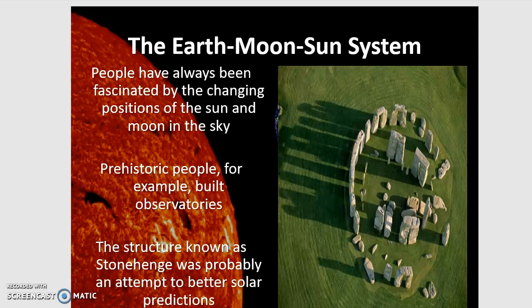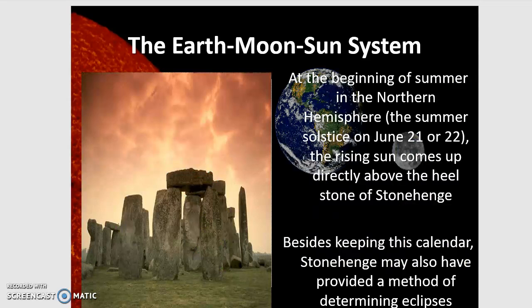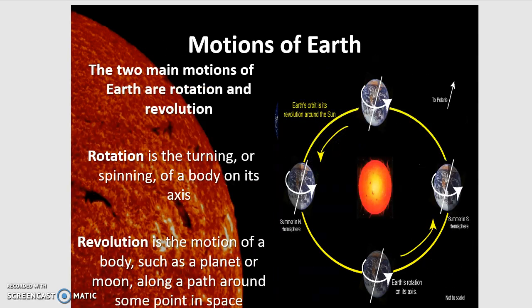Obviously, the Earth, Moon, and Sun system is important to us on Earth, but we have been studying this for a long time. If you look here at Stonehenge, people believe that this was created in a way to study the seasons. At the beginning of the summer in the northern hemisphere, around June 21st, the rising sun would come directly above the heel stone of Stonehenge. So this is not something new.